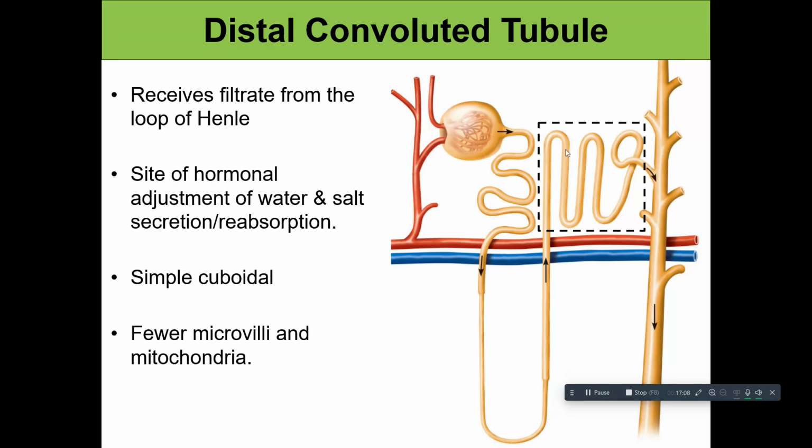It is a simple cuboidal structure, but there are fewer microvilli and fewer mitochondria because we're doing less reabsorption and less secretion.